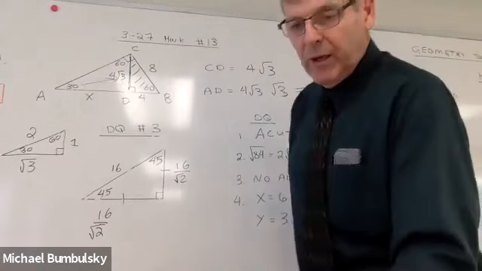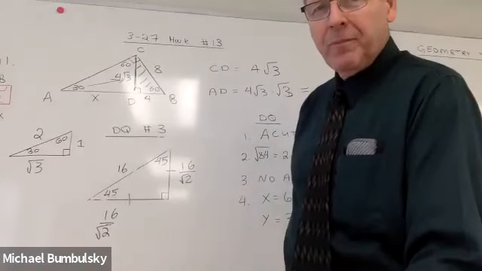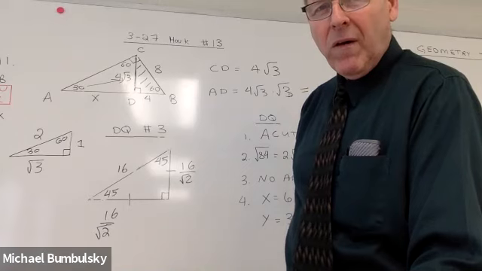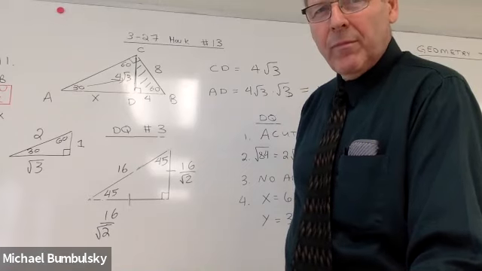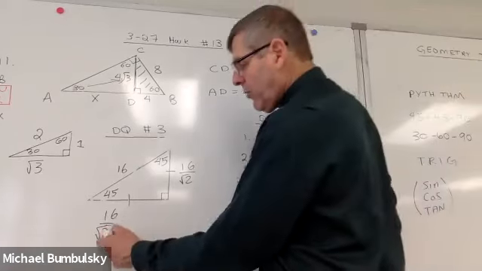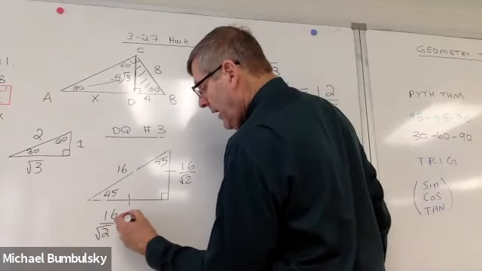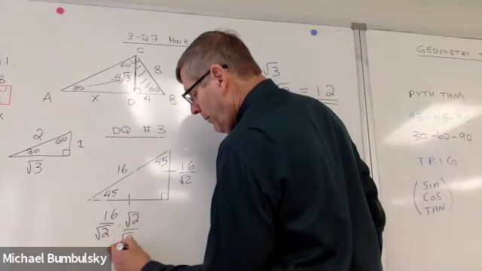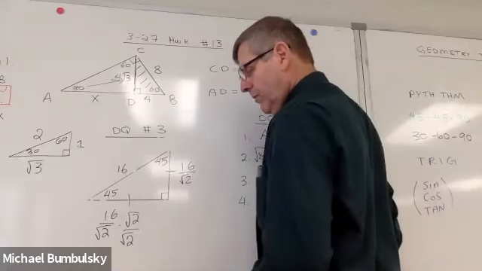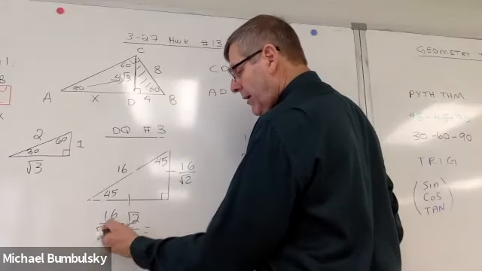Who remembers how we get rid of the radical in the denominator? Anybody? If we have a radical in the denominator, we can take that radical and multiply it by the square root of 2 over 2, because now the bottom becomes what?